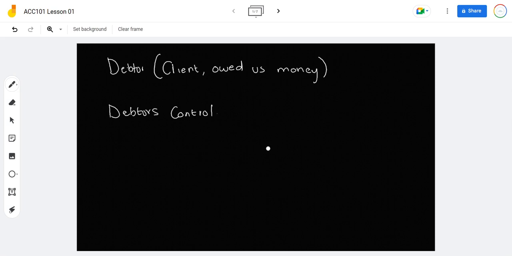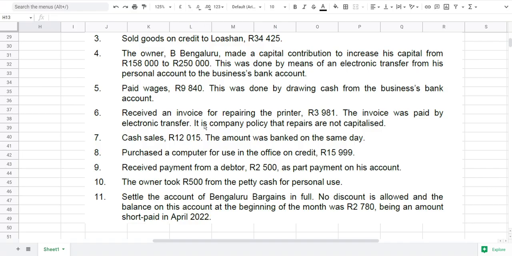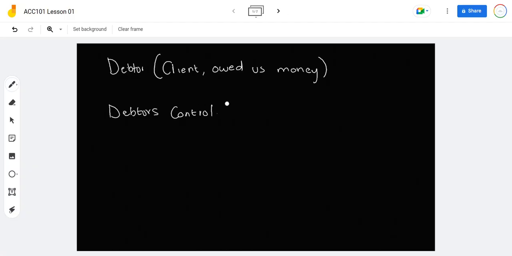So the debtor's control is going to decrease by how much? Number 9 there, by 2,500. All right. So debtor's control is an asset. It's going to decrease on the credit side by 2,500.